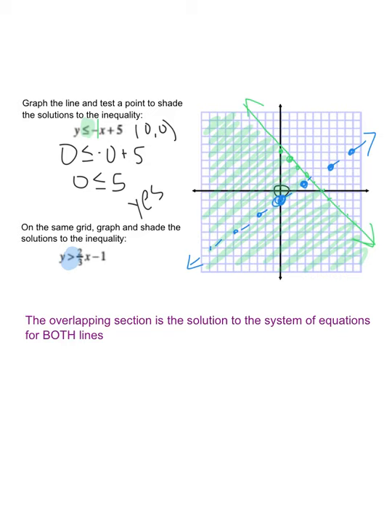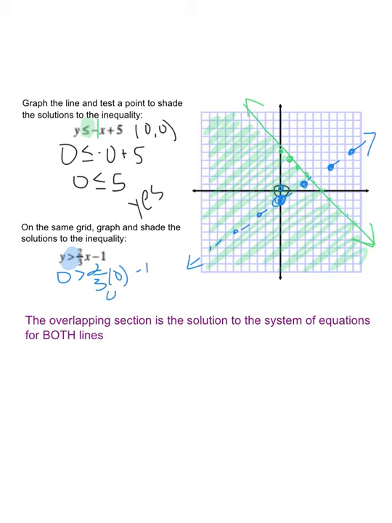We can test 0, 0. The line doesn't go through exactly 0, 0. So if 0, 0 is true, we'll shade this upper half of the blue line, and if it's false, we'll shade the bottom side of the blue line. So we'll try: is 0 greater than or equal to 2/3 times 0 minus 1?